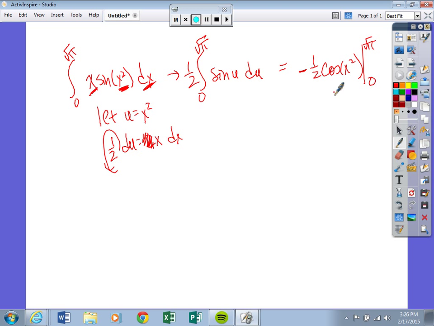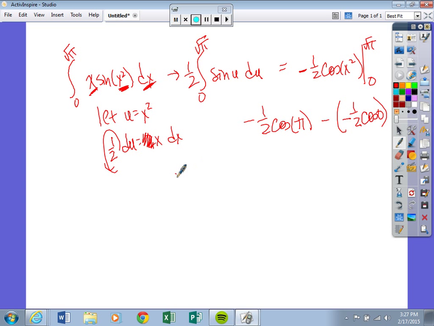So now that this is the integral, we're going to go from the square root of pi to 0. So if we plug in the square root of pi, we're doing negative 1/2 cosine of the square root of pi squared, which is just pi, minus, recopy, negative 1/2 cosine of 0. So we just have to math this out.